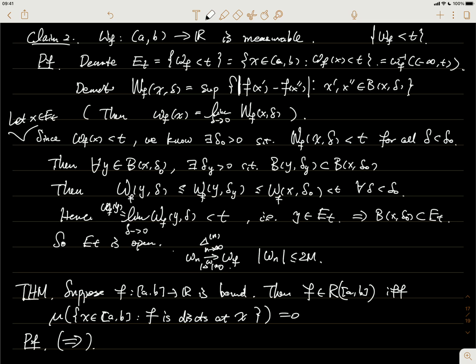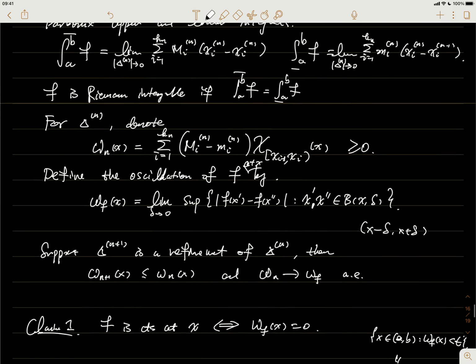Okay, so I have two things. One is that Wn goes to Wf. The second is that Wn is bounded by 2m. So by the bounded convergence theorem, which is a corollary of the dominated convergence theorem, these two imply that the integral of Wn converges to the integral of Wf. All right? But remember that Wn was defined in this way, and you look at the integral of Wn.